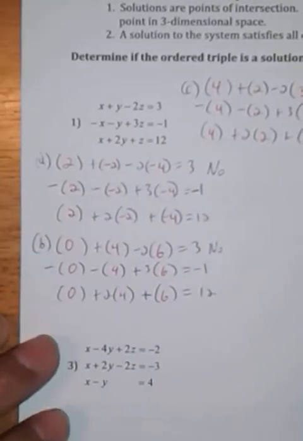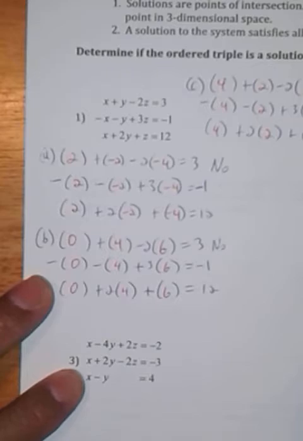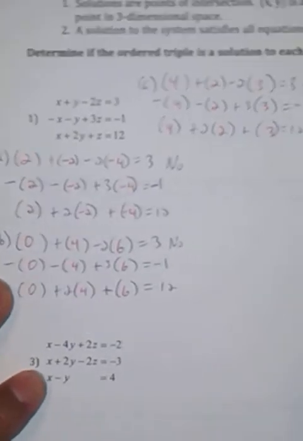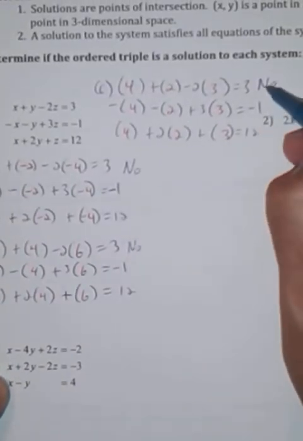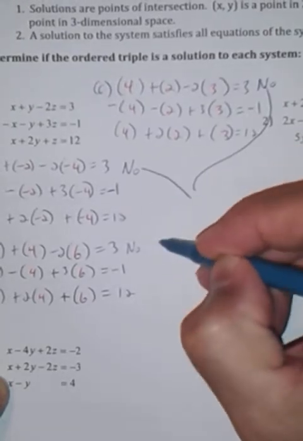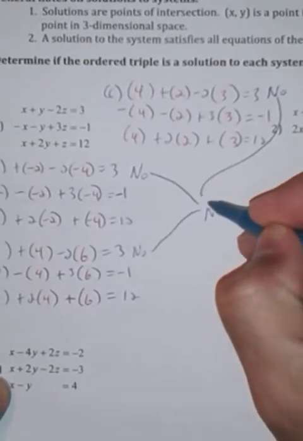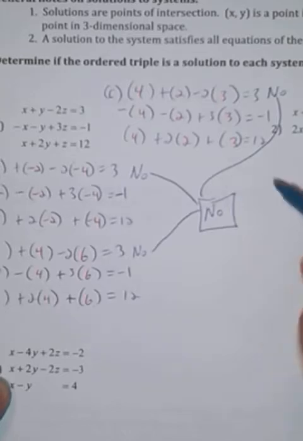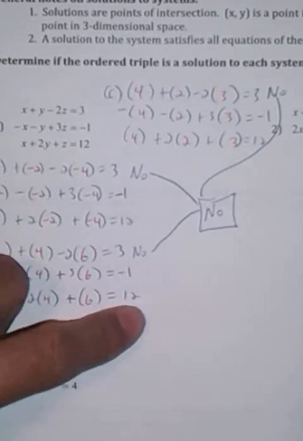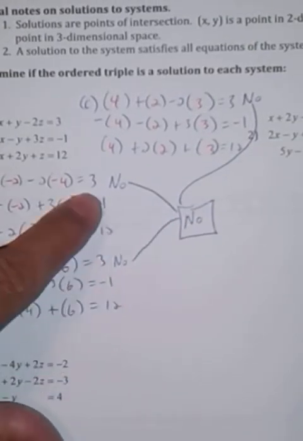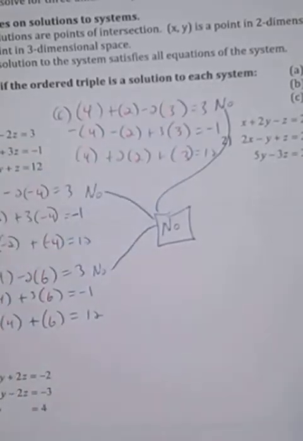Okay, if we had found one of them that was a solution, but not the others, so for this one we take the no, and the no, and that says no, right? So if there's just a single no, the answer is no. In order for the answer to be yes, all three have to give you a yes.